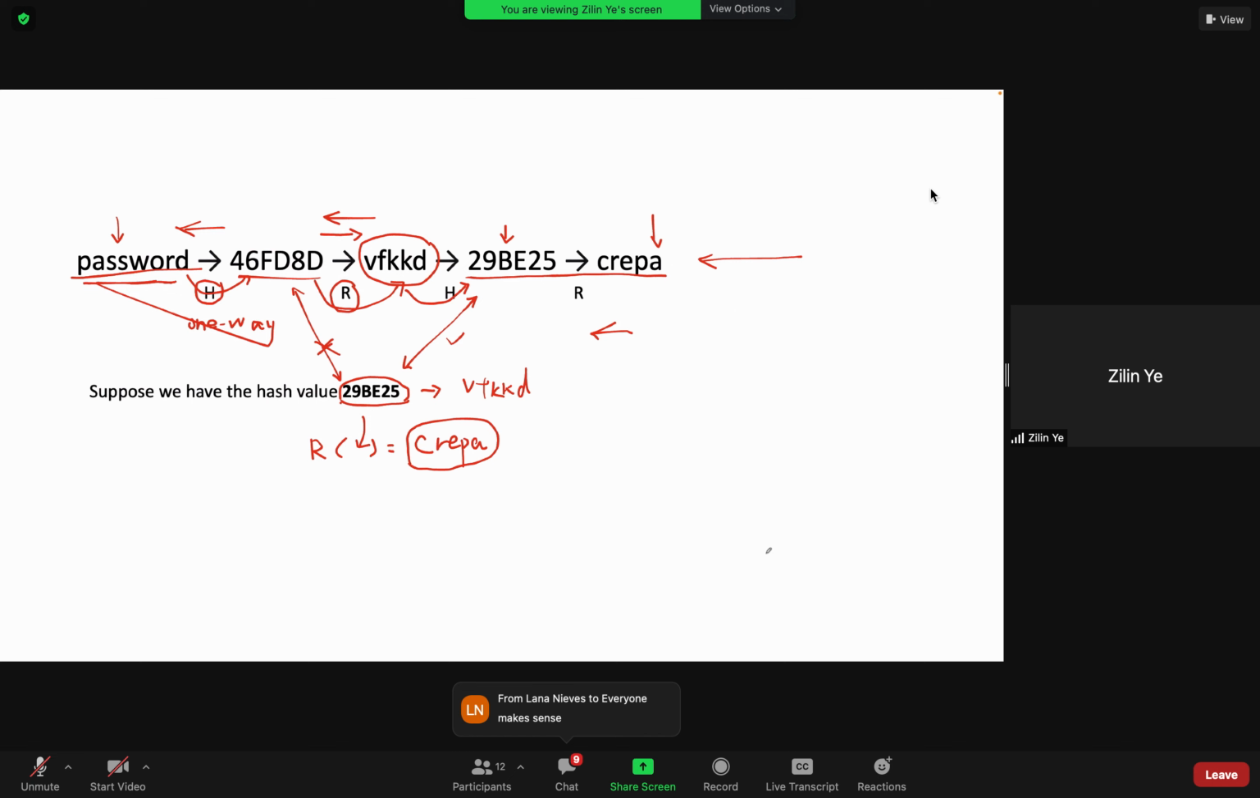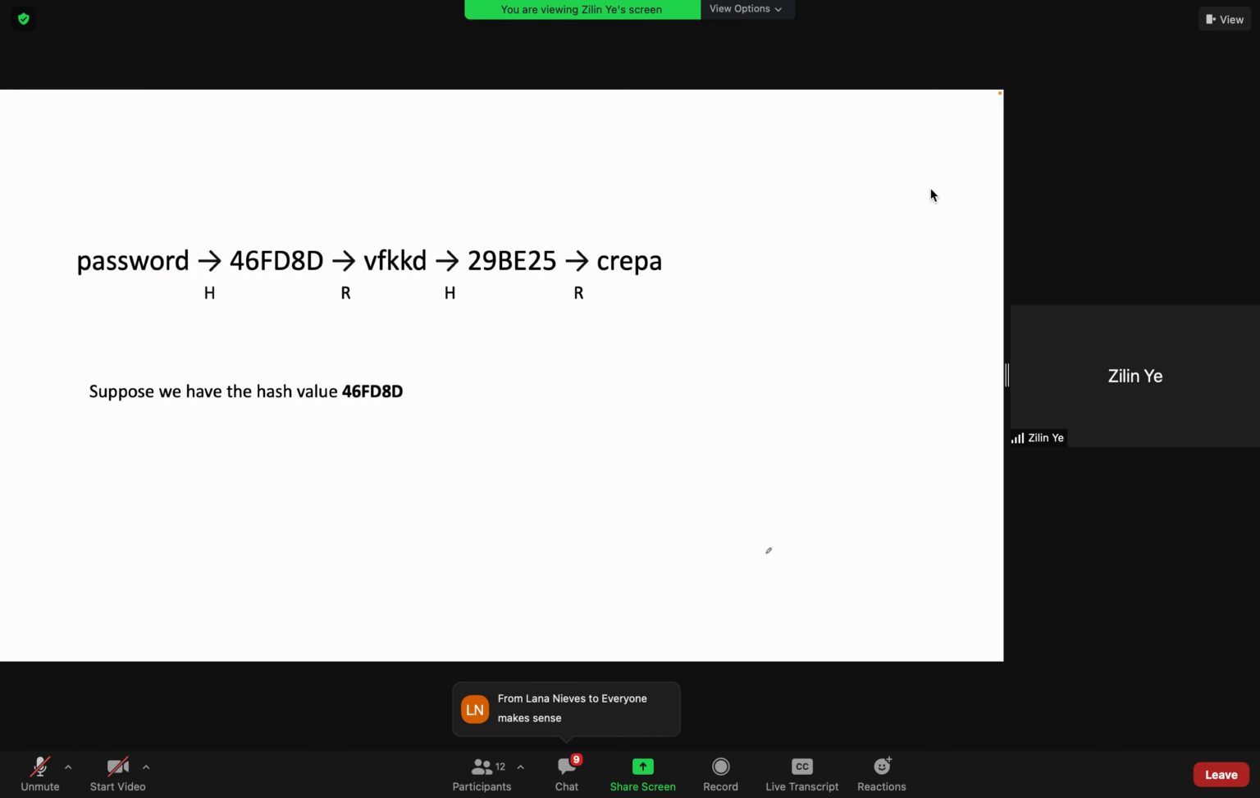Okay, so that's one possible scenario. What about when it's not a direct result? Take this one as an example. I have this hash value, 46FD8D. Just like what I did for the previous one, the first thing I'm going to do is reduce it. So what's the result? It's VFKKD.